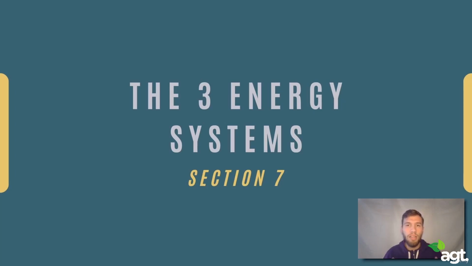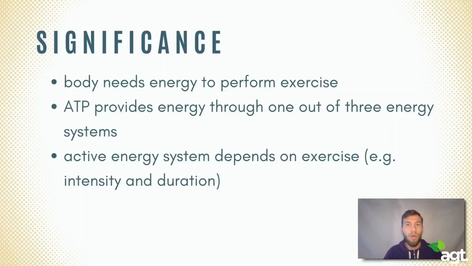This chapter will be about the 3 energy systems of the body when exercising. As we know, when we perform an exercise, our body needs energy. Every process that's happening in our body gets fueled by the molecule ATP, which is the basic energy unit. And ATP provides energy through one of 3 different energy systems. Now, the active energy system depends on the exercise that we're doing, so on the intensity and the duration, for example. Actually, all 3 energy systems are active at the same time, but the main energy system where our body draws the energy from is different.